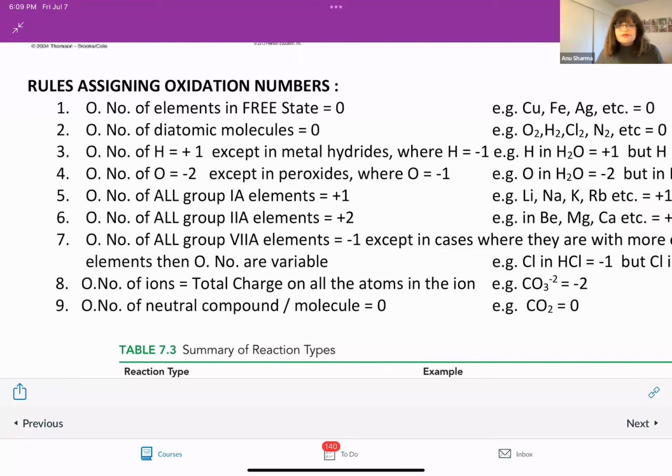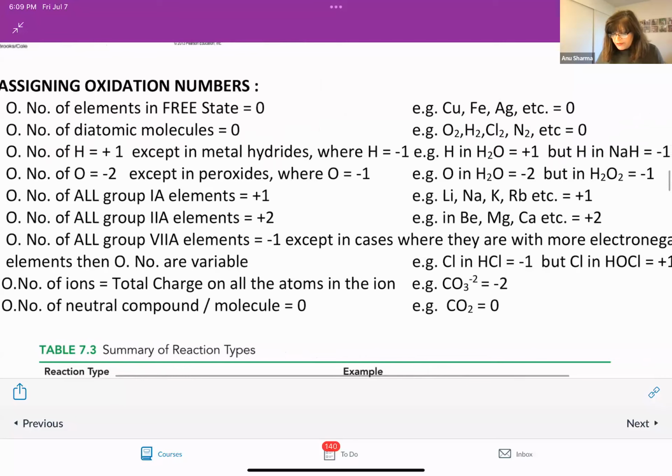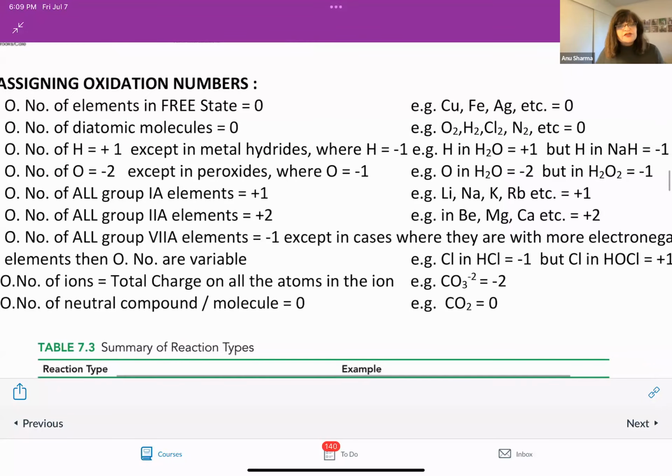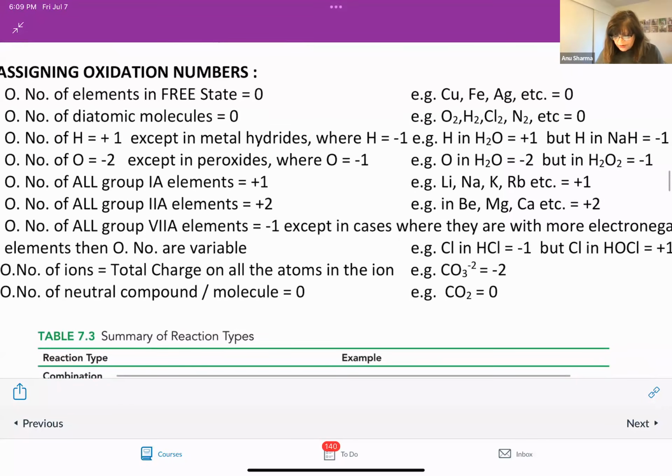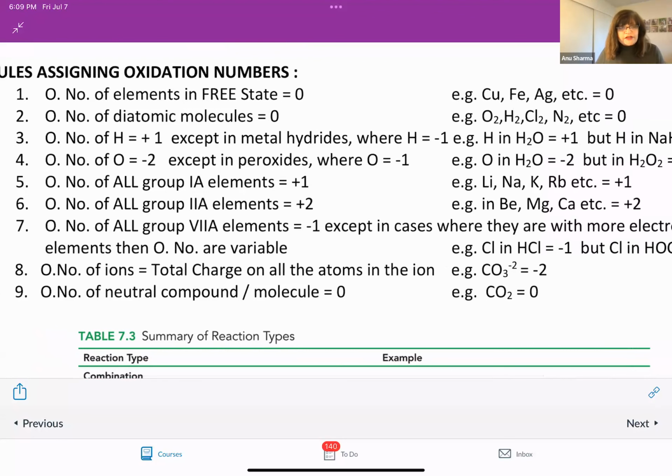Now diatomic molecules, because those electrons are bound, they are not available. So all the diatomic molecules like oxygen, hydrogen, chlorine, nitrogen have 0 oxidation number. Okay, then the oxidation number of hydrogen is always +1, except for the metal hydrides where it is -1. Oxidation number of oxygen is always -2, except for oxygen in the peroxides where it is -1. Then for all the group 1A and 2A, the oxidation number is equal to their charges.